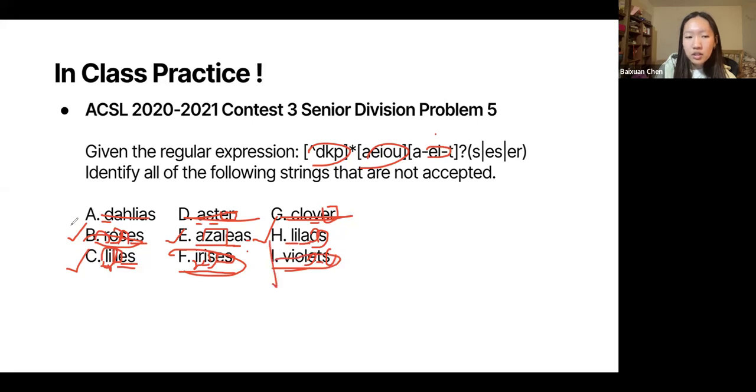So in this expression, for this problem, B, C, E, and L are the different strings that pass this regular expression. So are there any questions about this?